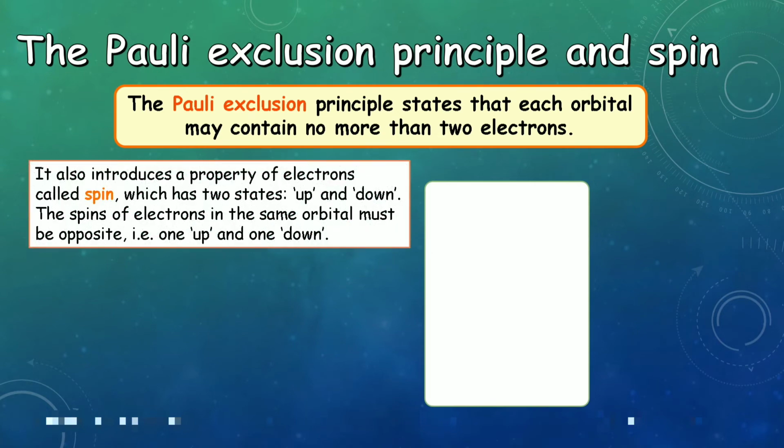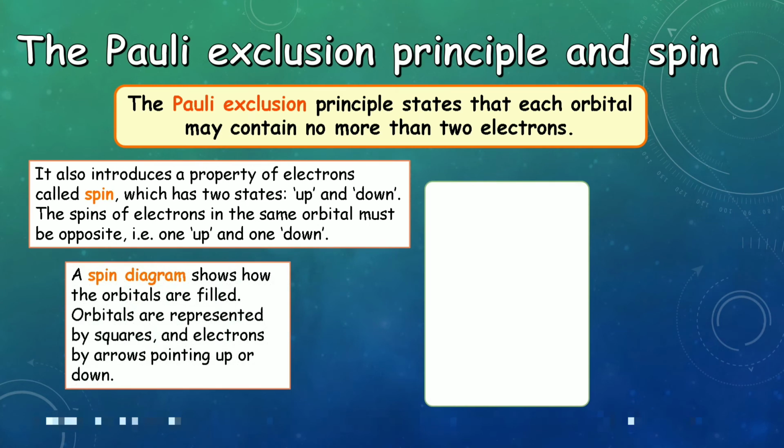This also introduces a property of electrons called spin, which has 2 states. We have up and down. Kaya po dalawa lang eh. Isang up at isang down. These spins of electrons in the same orbital must be opposite. So sa isang orbital, dapat merong opposite na electrons, isang pataas at isang pababa. Kaya po, ulit, sa isang orbital, ang maximum number of electrons na meron lang doon ay dalawa. Isang pataas at isang pababa.